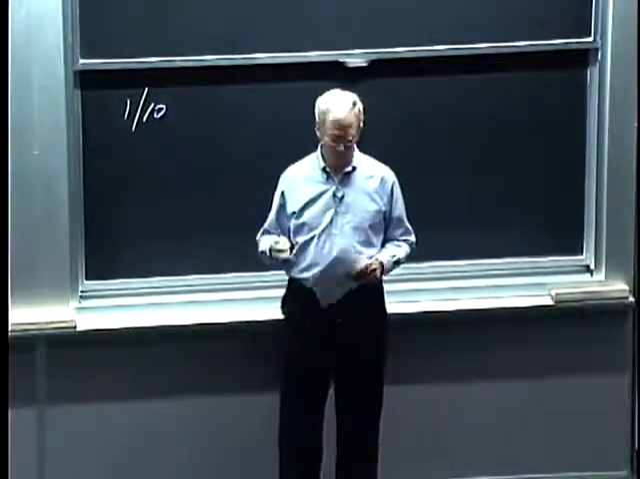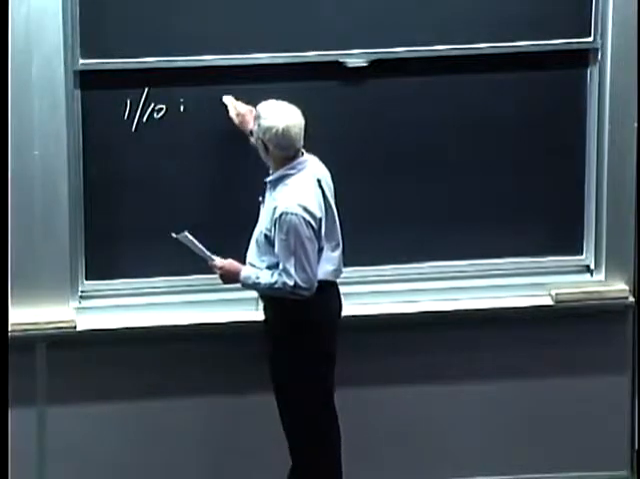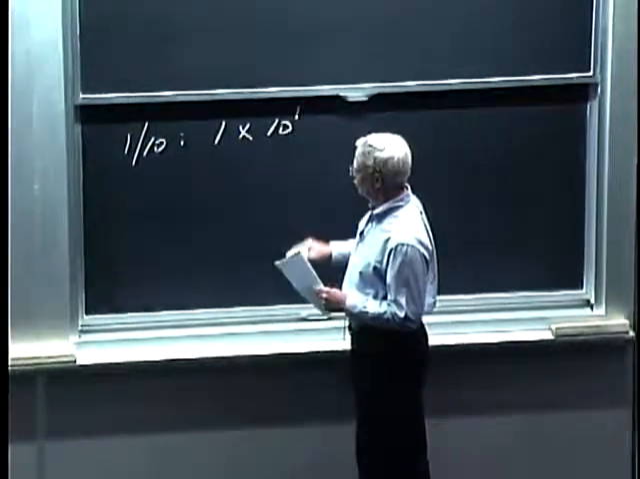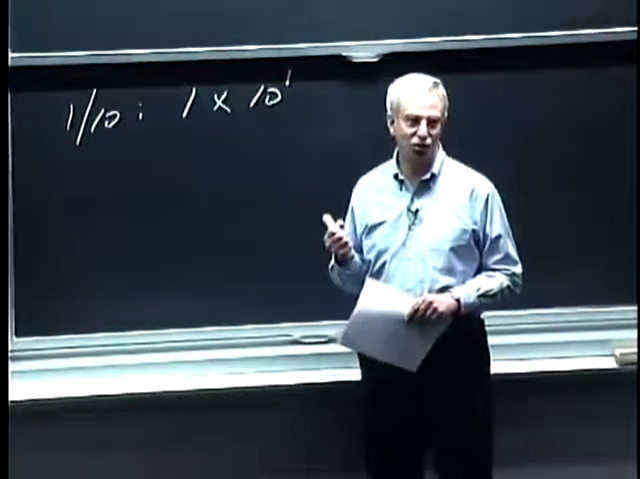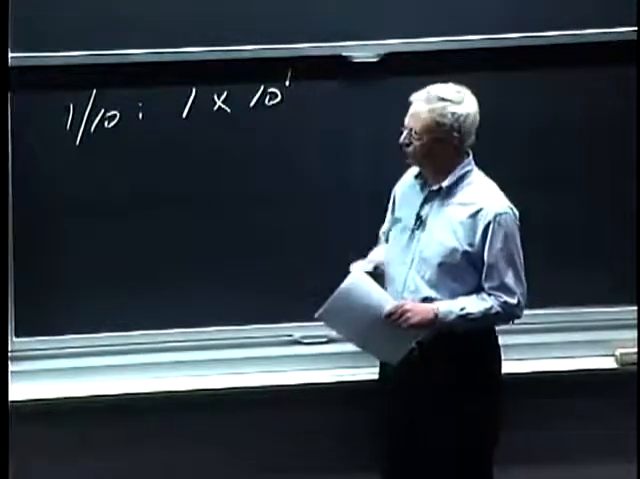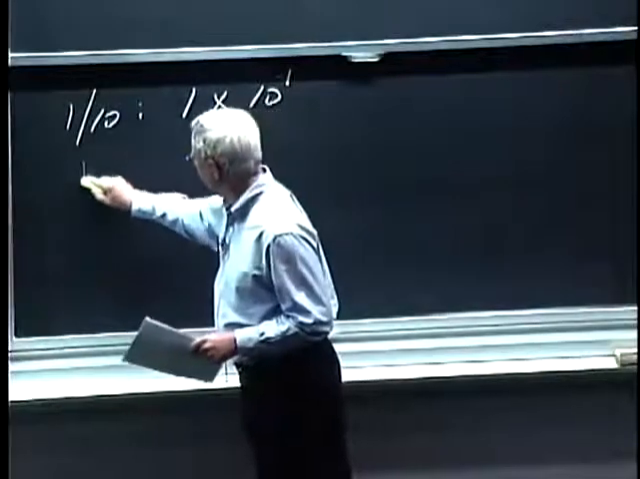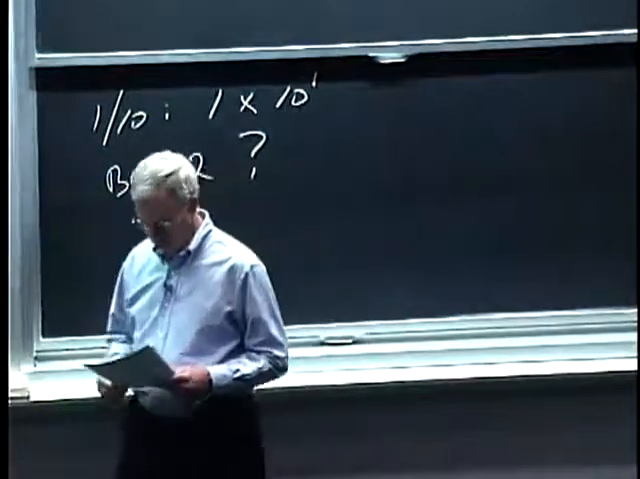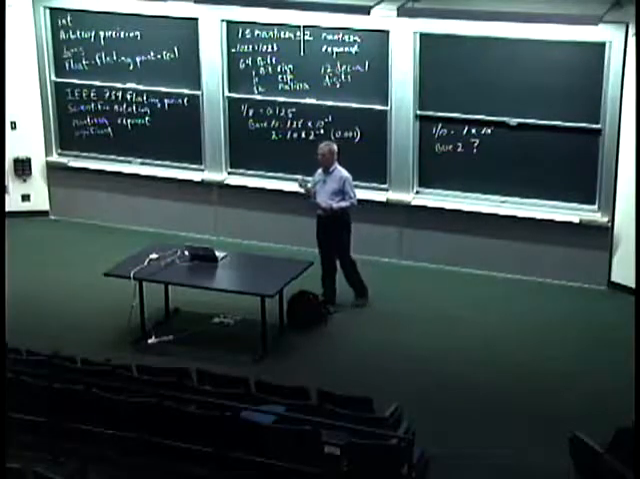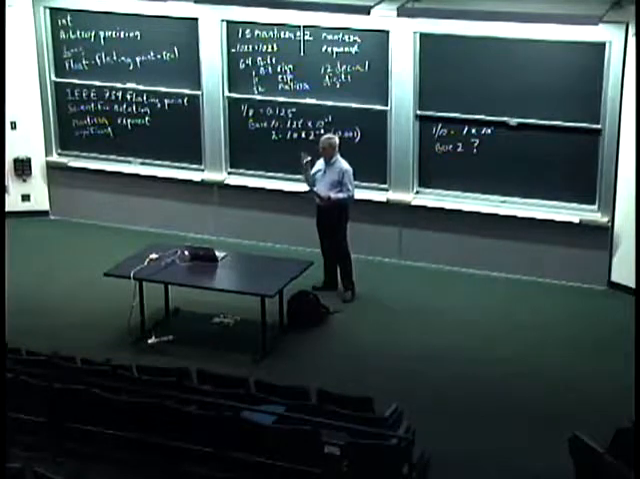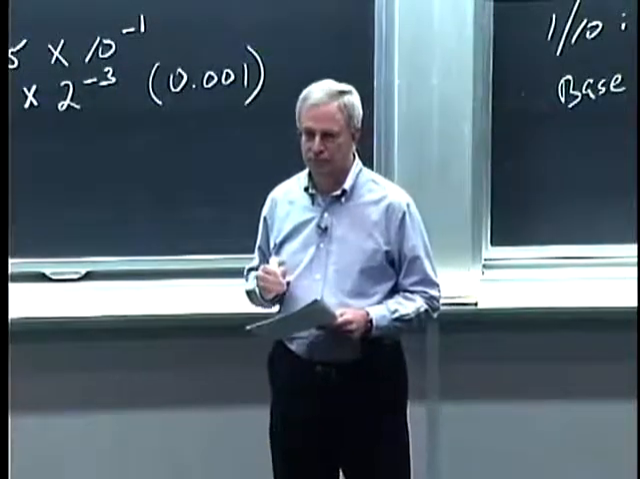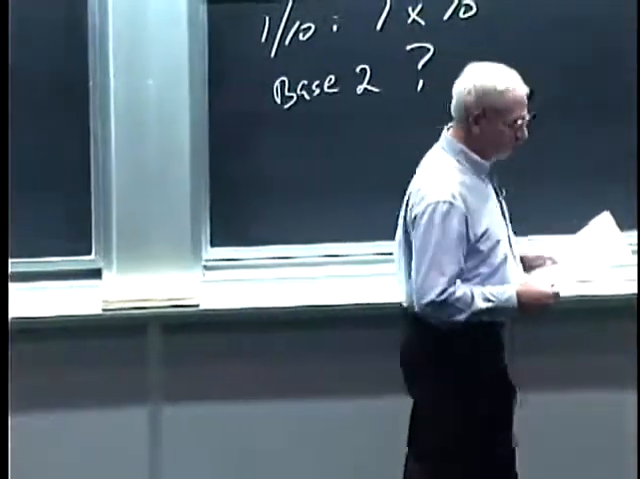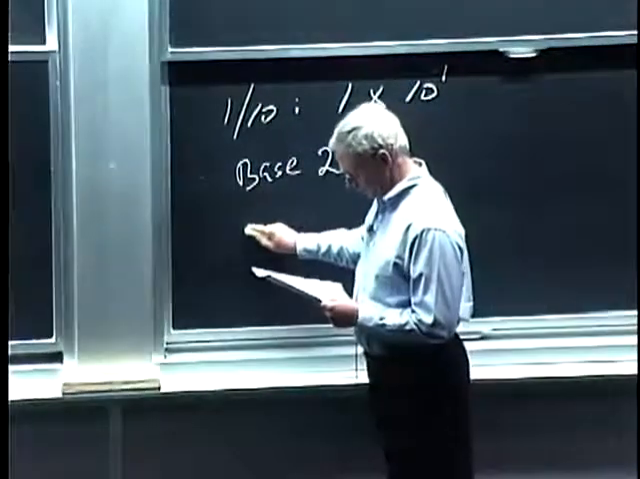Well, in base 10, we know how to represent it. It's 1 times 10 to the what? 10 to the 1? No. But in base 2, it's a problem. There is no finite binary number that exactly represents this decimal fraction. In fact, if we try and find the binary number, what we find is we get an infinitely repeating series.